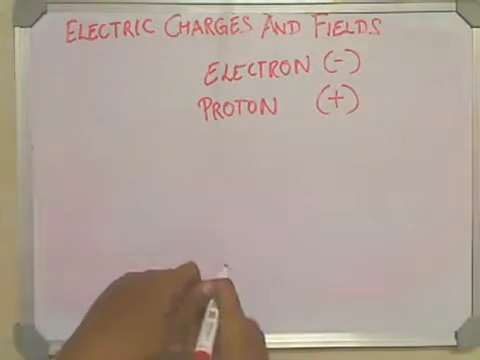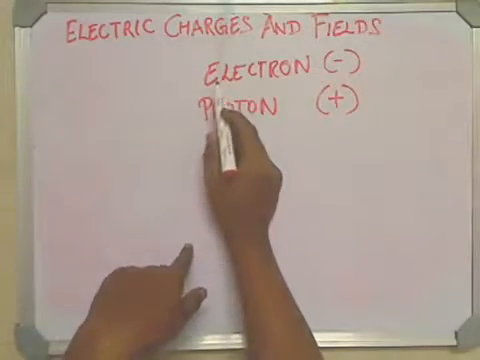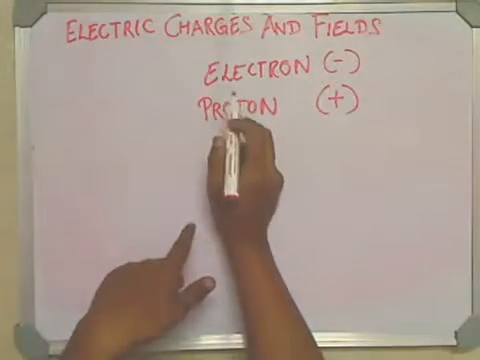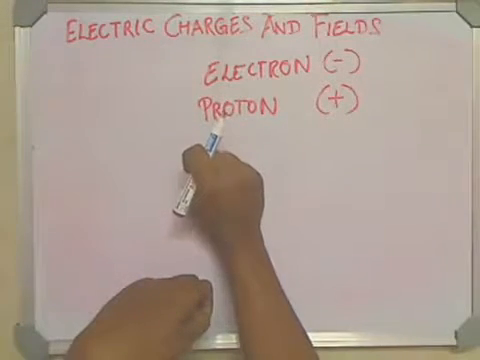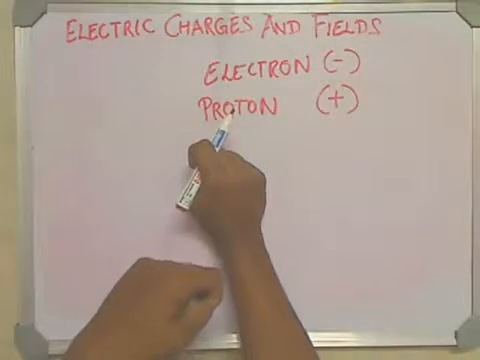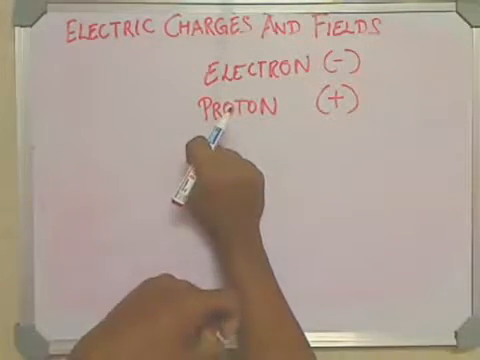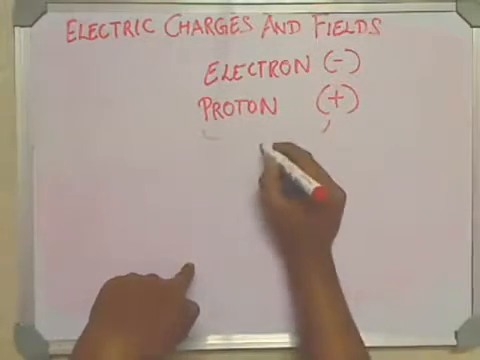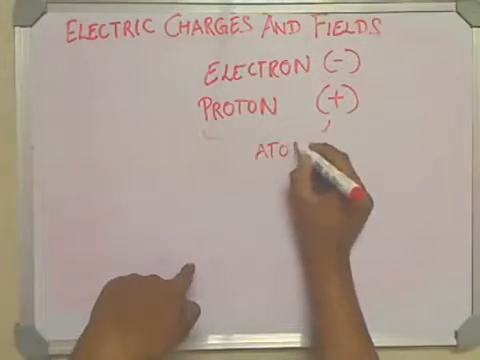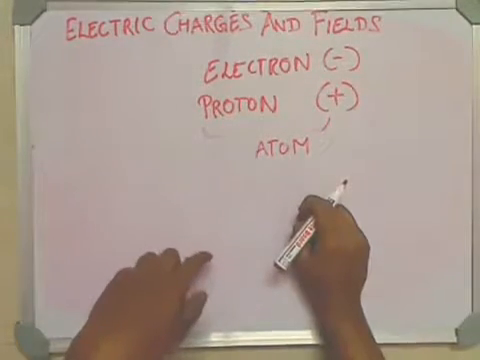Now, to be very honest, no one has really seen a proton or an electron. We know that they exist because of calculations and because of experiments. And by those experiments and those calculations, we've been able to arrive at the concept of an atom.